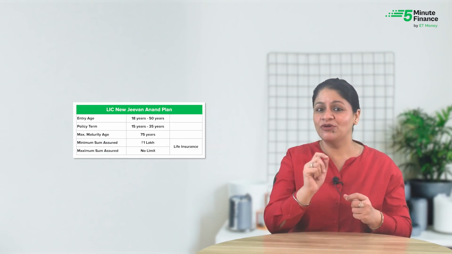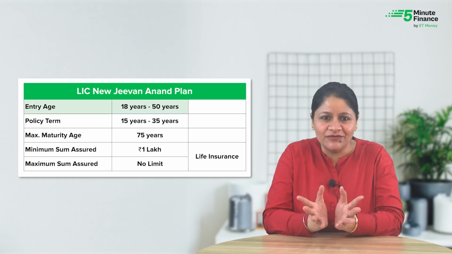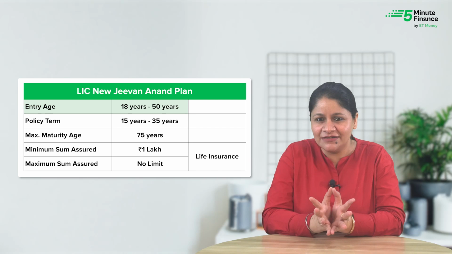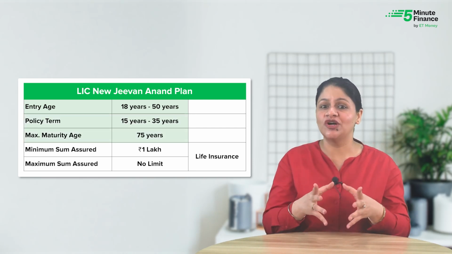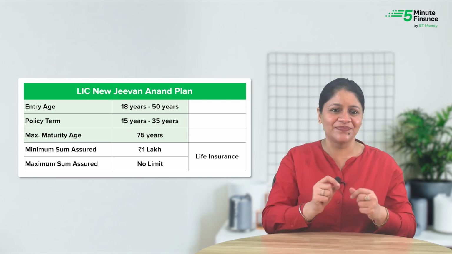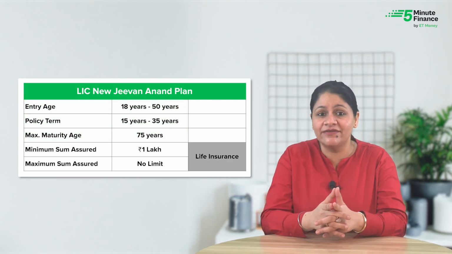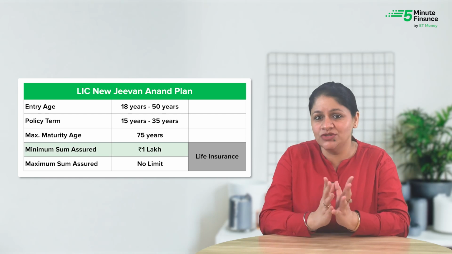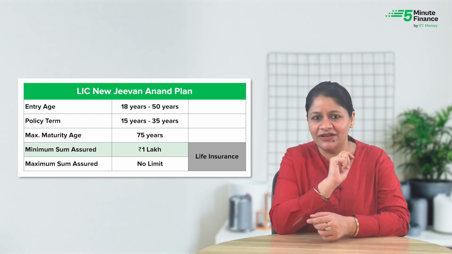Now we'll take an example of LIC new Jeevan Anand plan here. Anyone between the age of 18 and 50 years can buy it for a policy term between 15 and 35 years. And the age of the person at the time of maturity should be 75 years or lesser. Coming to the insurance part, the minimum sum assured or life insurance cover you can opt for with the LIC's new Jeevan Anand plan is 1 lakh rupees. And there's no limit on the maximum life cover.